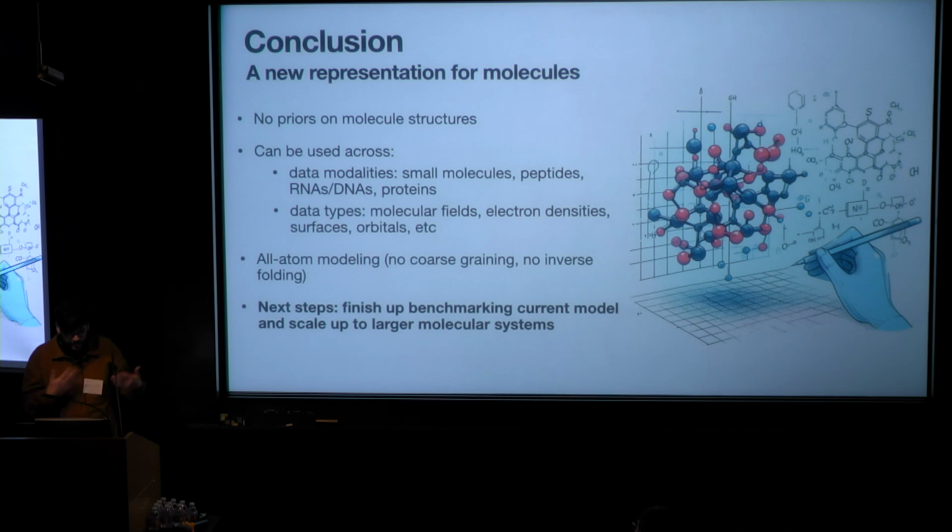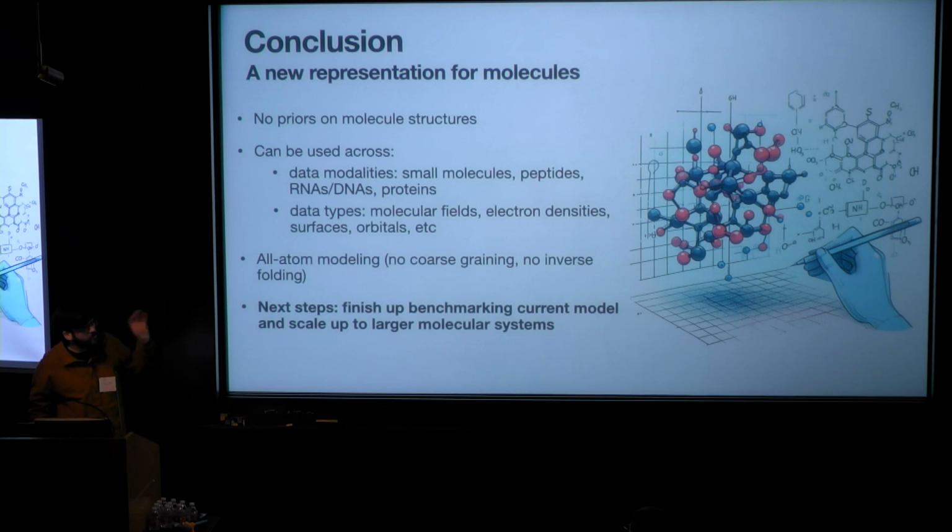As we've shown here, it's already working on small molecules, peptides, and proteins. But we would also like to maybe someday apply this to RNA and DNA structures as well. And also, it's agnostic to the data type. Right now, we are using those molecular fields, but you can think about applying those models to electron densities, and I actually have colleagues that are trying to do that as well. Or if you consider just the surface of the proteins, or even quantum mechanics orbitals and stuff like that, the model is agnostic to whatever. As long as it fits into a box, in theory, that should work.